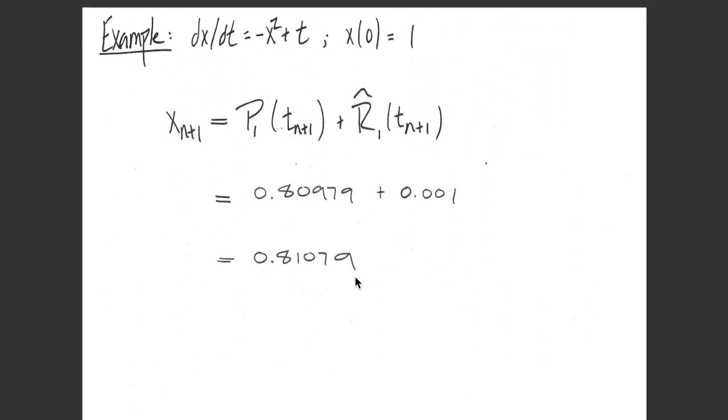So you get a corrected solution of 0.81079. That's going to be a more accurate projection forward than if you had not incorporated the estimated error.